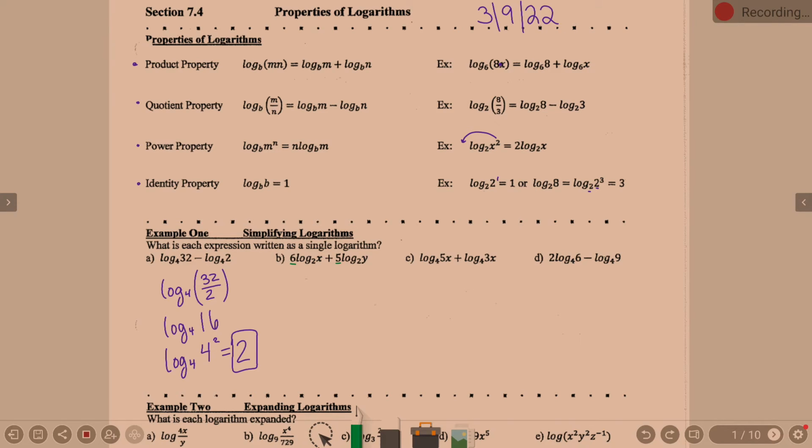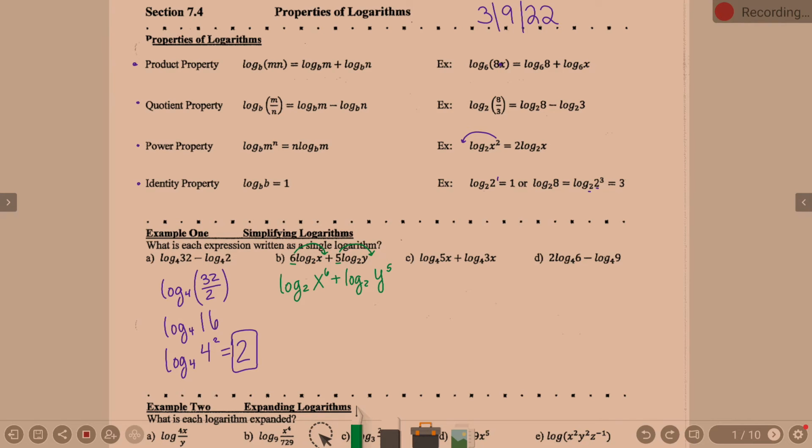You gotta do the power property. We got to do the power property first, which the power property says a number out in front of the log can be moved where? To the back of the log as a power, or as an exponent. So 6 is going to move and be the power on the x. 5 is going to move and be the power on the y. So my first step I can do is I can rewrite this as log base 2 of x to the 6th plus log base 2 of y to the 5th. So that's using our power property.